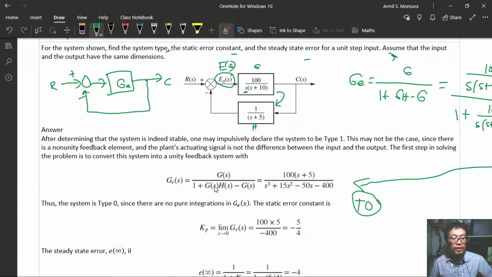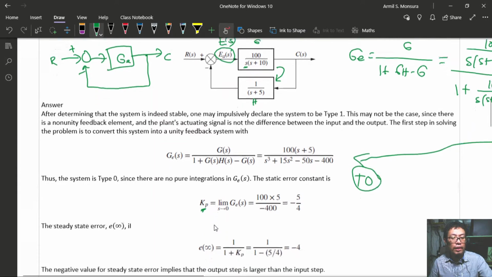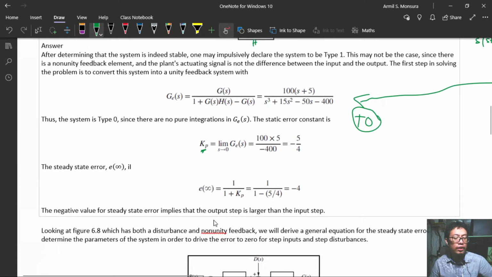Now, since this is type 0, the appropriate static error constant for this is Kp. So, ang magiging tamang static error constant na i-compute natin is Kp, which is the limit of this entire thing as S approaches 0. So, which is clearly 100 times 5 divided by negative 400. Kasi magsi-0 naman na ito eh. So, 100 times 5 tapos 0, 0, 0. So, may iwan dyan is negative 400. So, which gives us the static error constant or position constant as negative 5 over 4.